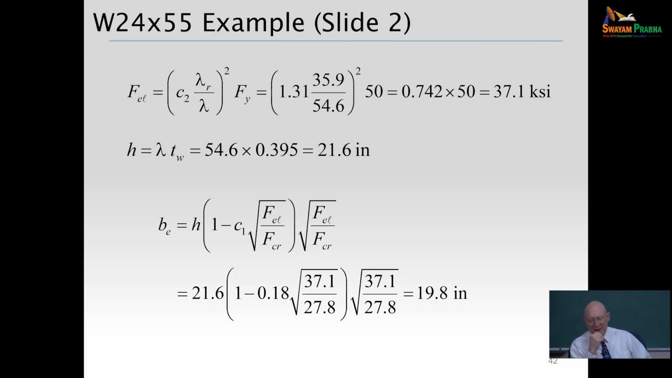And now we're finally ready to substitute into the AISC version of Winter's formula for a web of an I section. So c1 equals 0.18 rather than 0.22. And we have a ratio of Fel to Fn, that from the column, which we calculated on the previous slide, is 27.8. So the fully effective width of the web is 21.6. This W24x55 needs to take a minor reduction there. The effective width is 19.8.